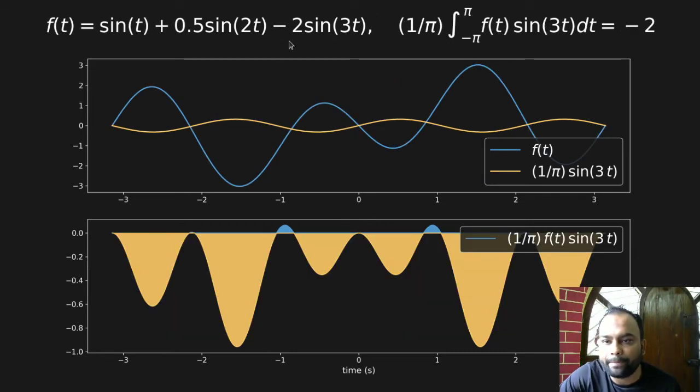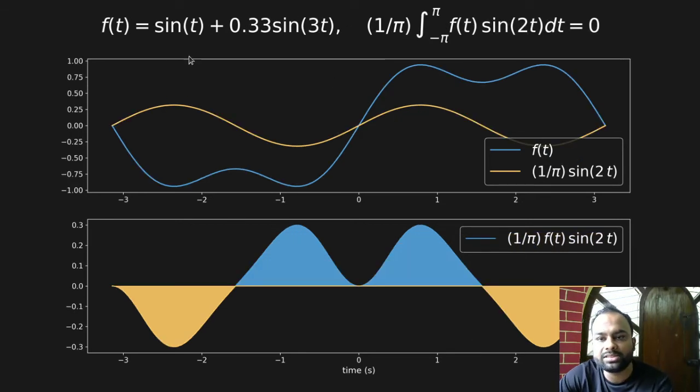Similarly, in the previous example, if the amplitude of the 3 radian per second sinusoidal component was minus 2 instead, the result of this integration would be minus 2. As you can see, the negative areas are dominating the positive areas here. So the total area, if you calculate it, is minus 2. Again, this is indicative of the fact that this signal has a component of 3 radian per second frequency with an amplitude of minus 2.